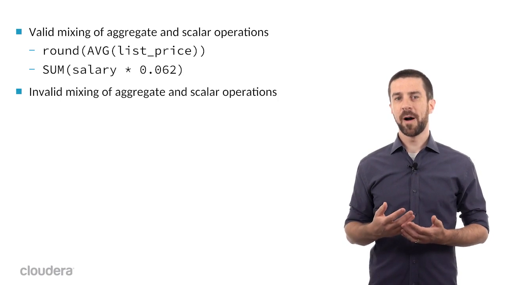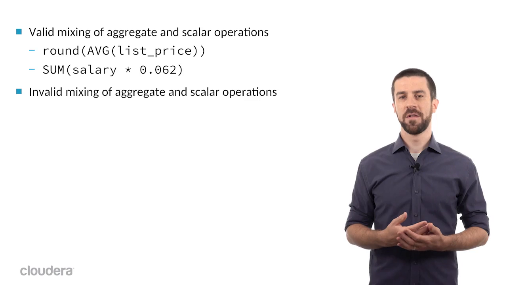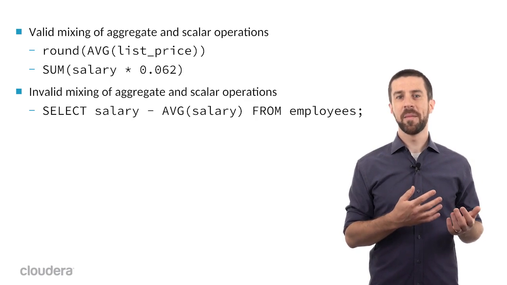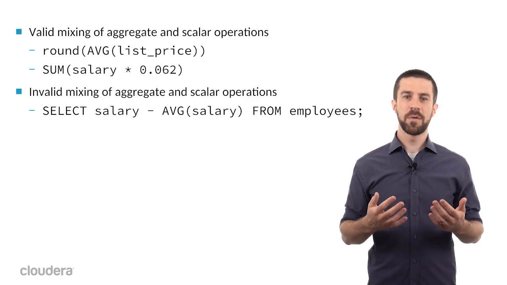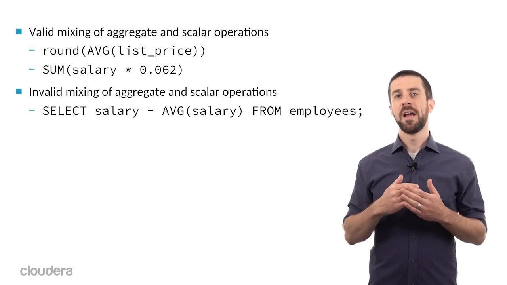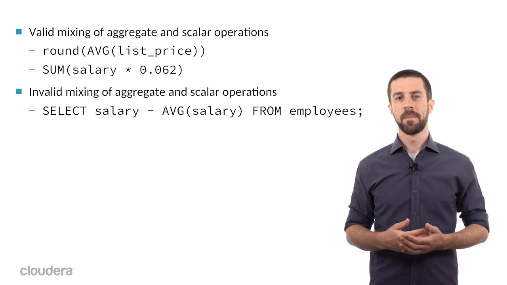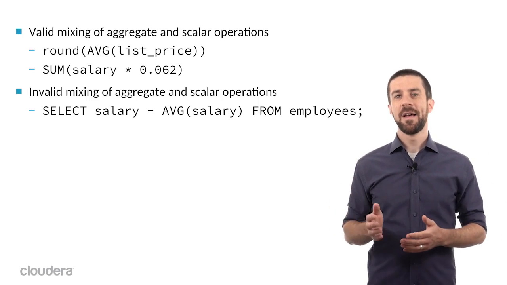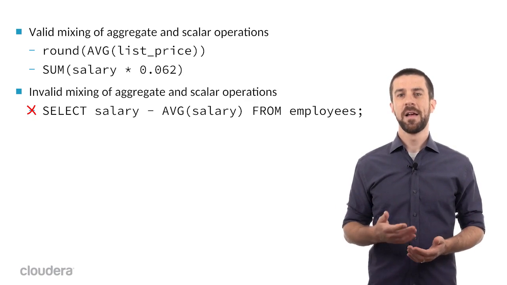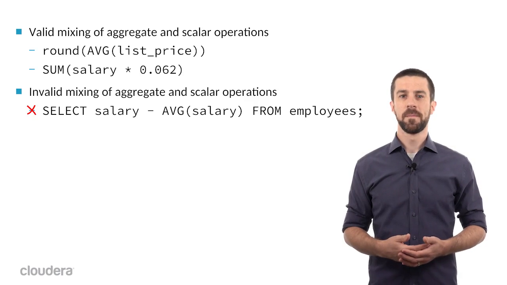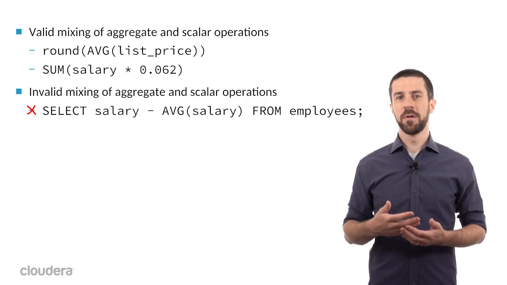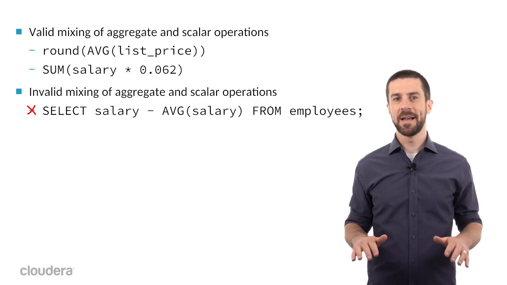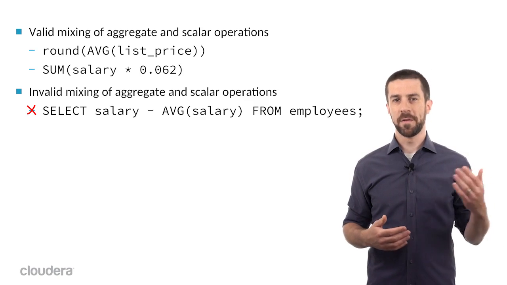But aggregate and scalar operations can form invalid expressions in some cases. For example, you might try to use an expression like salary - AVG(salary) to try to compute the difference between each individual employee's salary and the average salary of all the employees. The right side of this expression aggregates, but the left side does not. And as a result, this expression is invalid and will throw an error with most SQL engines. There is actually a valid way to compute the difference between each individual employee's salary and the average salary of all the employees, but this is not it. And that's a more advanced topic that's beyond the scope of this course.